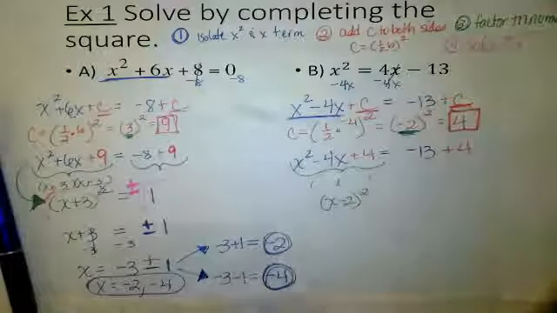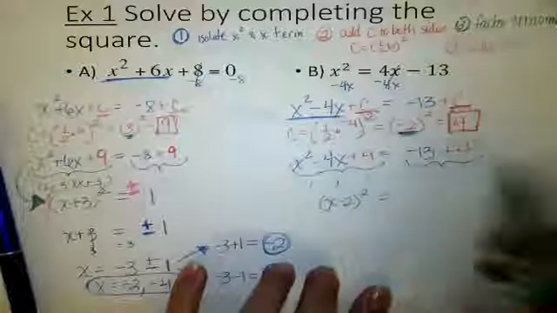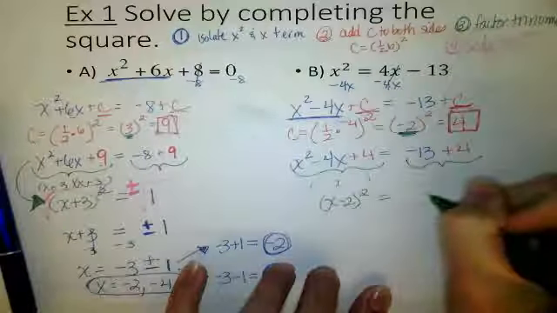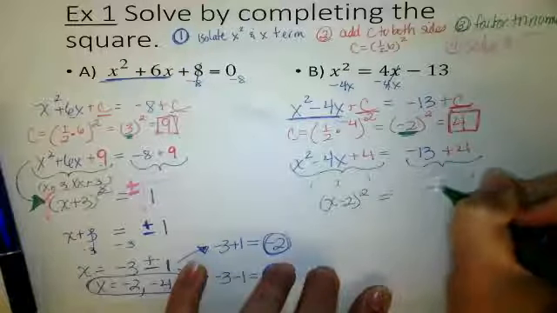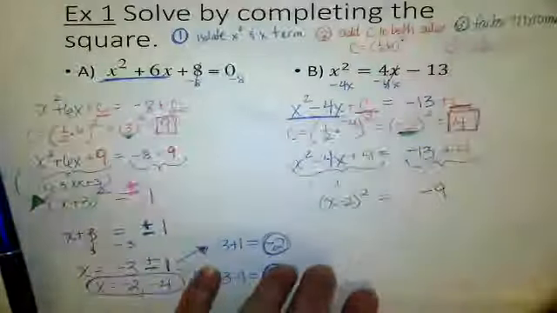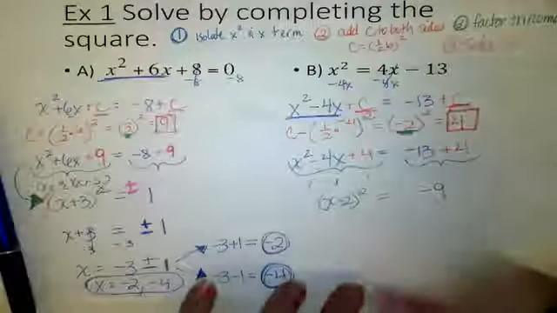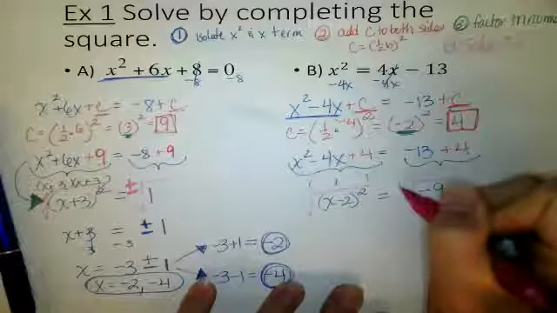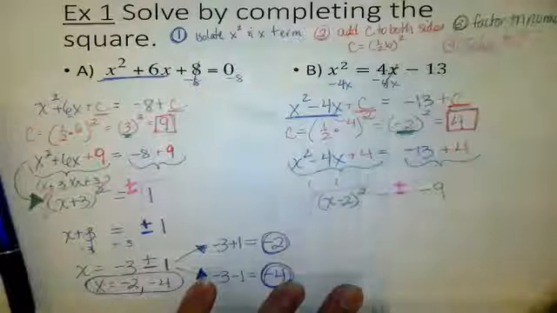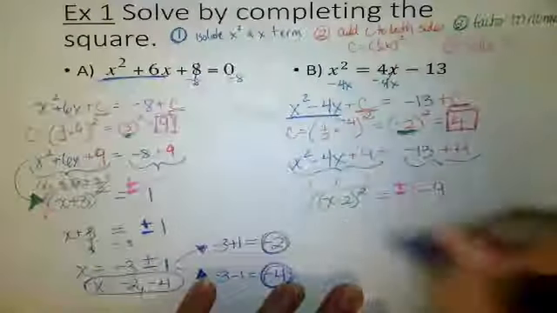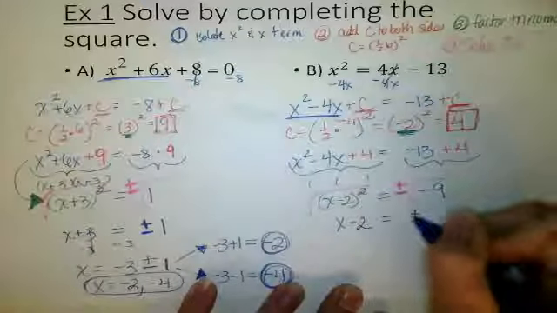All right. And then we can also combine that right-hand side. What is negative 13 plus 4? Negative 9. All right, that was completing the square. How do you solve? Square root both sides. Don't forget the plus or minus. My square root and my square cancel out, leaving x minus 2 equals plus or minus.